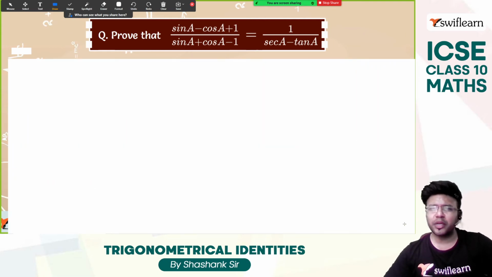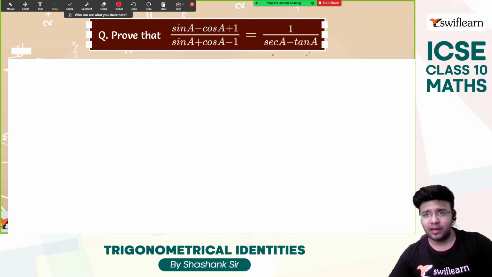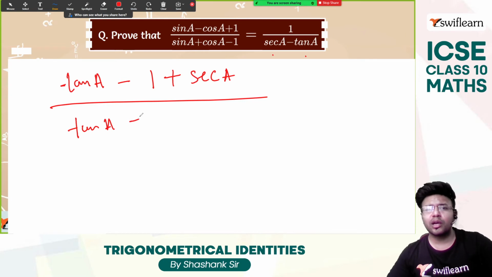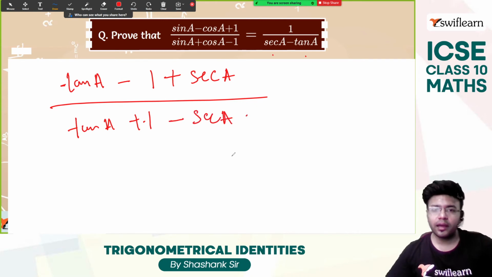Now this is a special thing. What they are doing is dividing the numerator and denominator by cos A. Since the answer is in sec and tan, we need to convert this also into sec and tan. So divide the numerator and denominator by cos. So sin A by cos A is tan A, minus 1 plus 1 by cos A is sec A, divided by tan A plus 1 minus sec A.